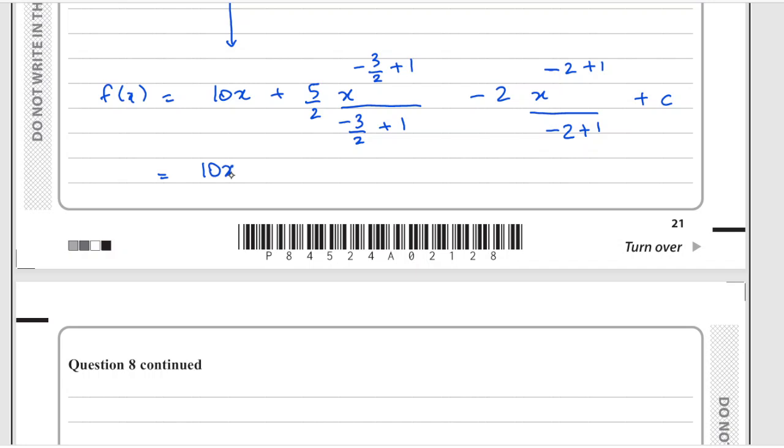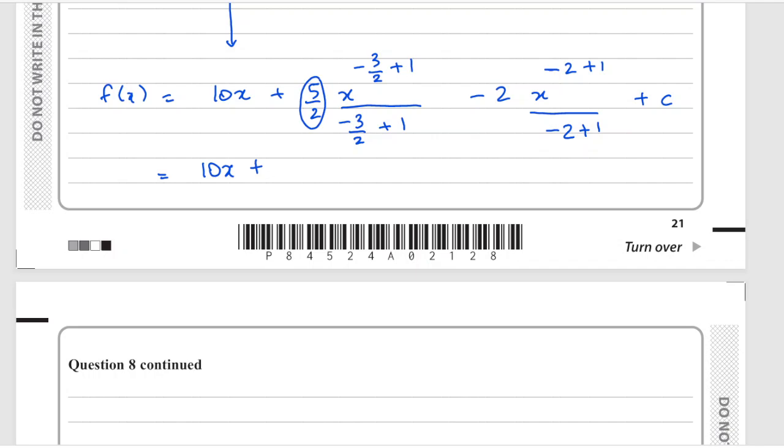So I'll just simplify the constant term over here. You use your calculator to simplify that portion. Because this is having fractions and all, you might make a mistake if you are doing it without the calculator. So I'm doing that part directly on the calculator. So 5 by 2 divided by negative 3 by 2 plus 1 will give me negative 5.